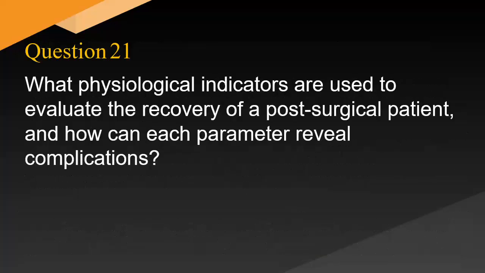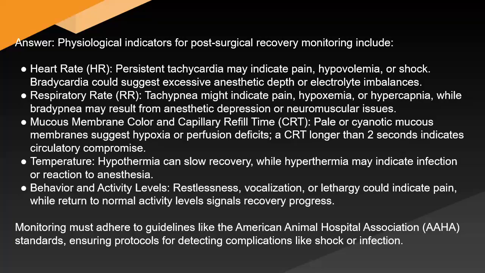What physiological indicators are used to evaluate the recovery of a post-surgical patient, and how can each parameter reveal complications? Answer: physiological indicators for post-surgical recovery monitoring include heart rate. A persistent tachycardia may indicate pain, hypovolemia, or shock. Bradycardia could suggest excessive anesthetic depth or electrolyte imbalances.